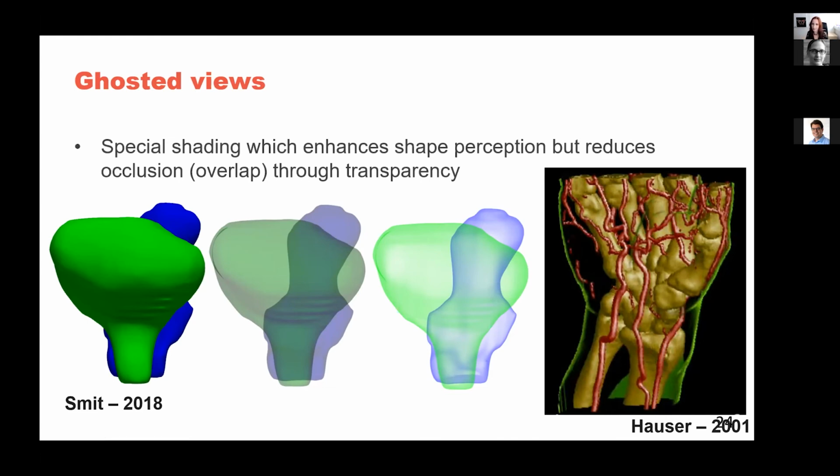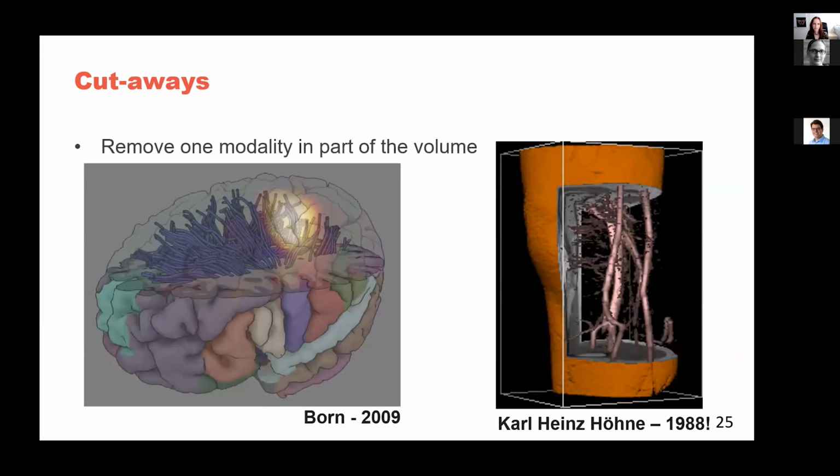And adding something like a halo on the outside can further help you sort out the depth sorting issues. Another technique you can use is called cutaways. Here, when you use the multimodal data, you can use that to remove one modality in part of the volume. For example, on the left here, we have a brain again, and it's rendered in sort of an illustrative way where you see some brain parcellations.